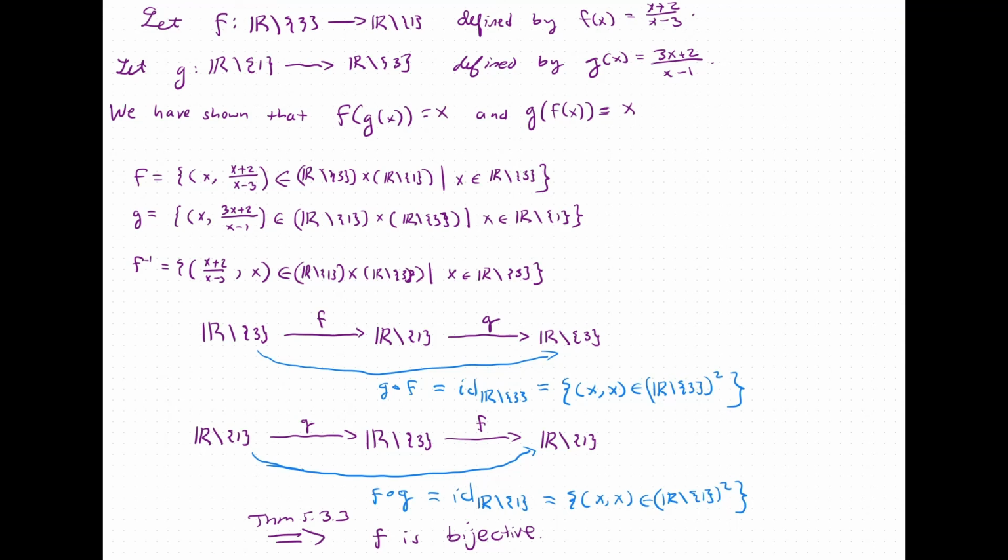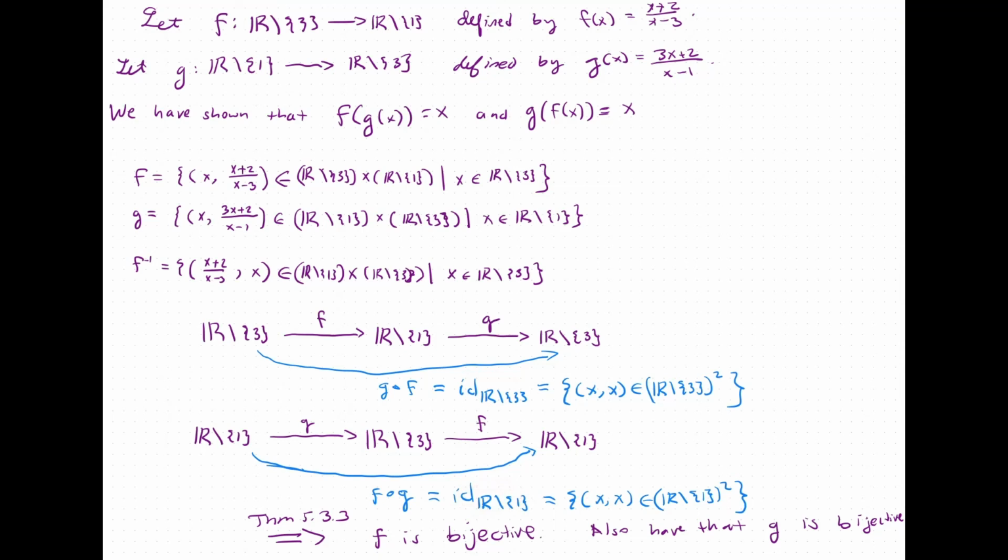But actually more is true. We also have, by the same result, that g is bijective. Because if we switch the ordering in the theorem and take our g to be f, we see that the same still holds. We have the function f, and then we take the composition, we have identity relations on their corresponding domains, and now the theorem tells us that g is also bijective.